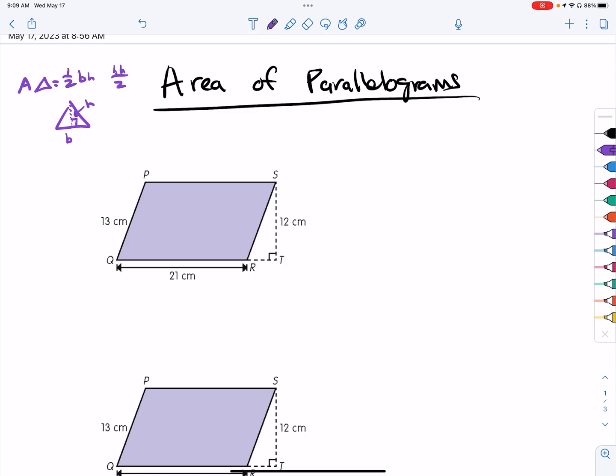So when we're looking at finding the area of parallelograms, we're going to follow the same format as that video. Let's look at some other strategies on how we can find it, and then see if we can come up with a formula for the area of a parallelogram based on that.